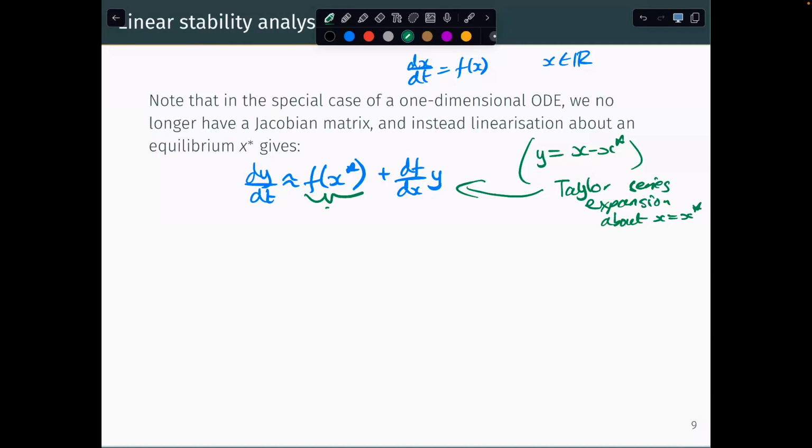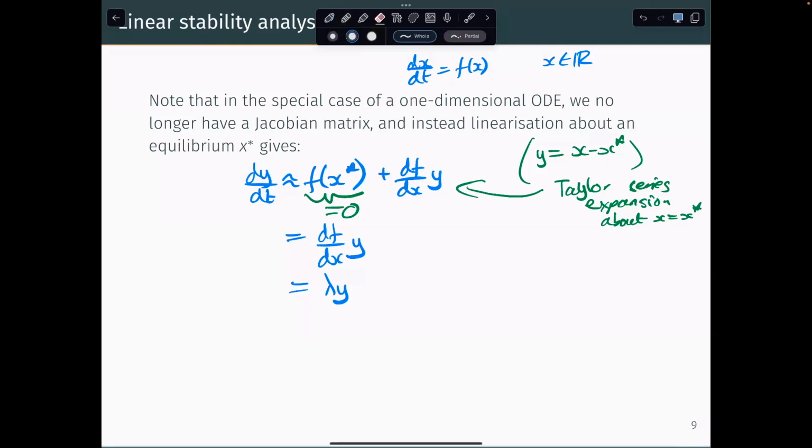As before, this is going to equal 0 because x star is our equilibrium, so there must be no change there. So we end up with just df/dx times y, lambda y. So here we've got dy/dt is equal to lambda y.